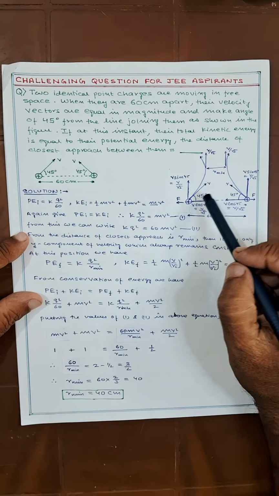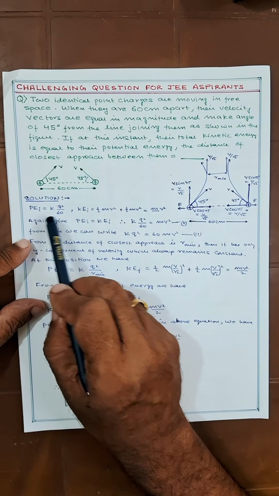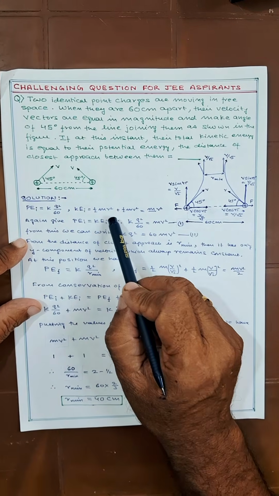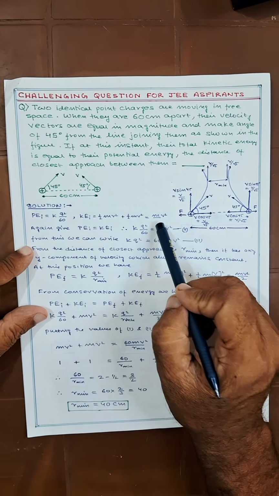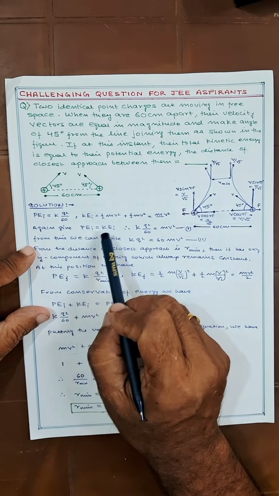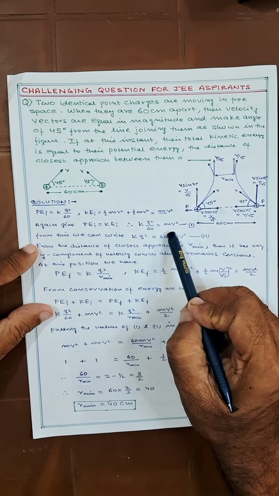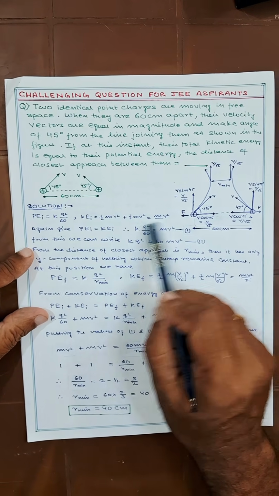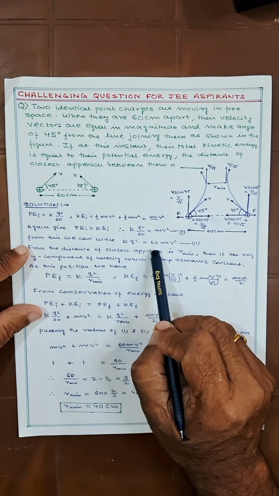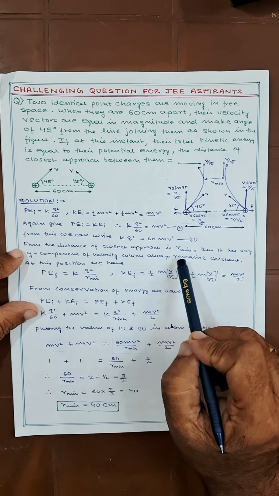Here, as per the question, the initial potential energy of these two charges is k q square by 60. The initial kinetic energy of both of them is half mv square plus half mv square, that is mv square. Again, it is given that initial potential and kinetic energy are equal, so you can equate these two, and therefore kq square by 60 is mv square. We mark this as equation 1, and from this equation we have kq square equal to 60 mv square.